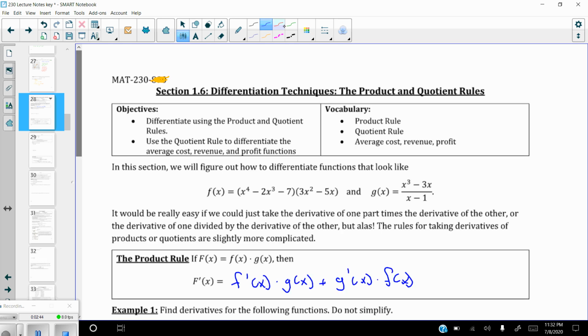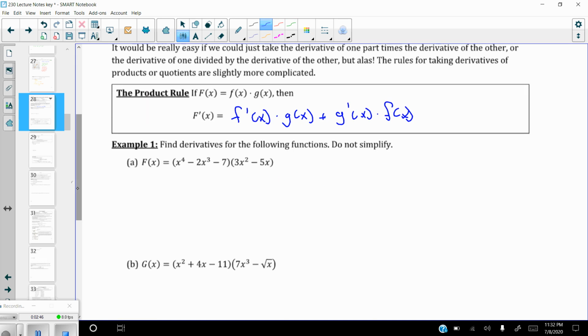Okay, so the nice thing is it says here, don't simplify. So we don't have to do all the extra algebra at the end. So in letter A, our derivative of capital F there is going to be the derivative of the first piece, the derivative of x to the fourth minus 2x cubed minus 7. So again, we take that piece by piece. The derivative of that is going to be 4x cubed minus 6x squared, and the derivative of 7 is 0, so we don't have to worry about that one, times the second one. Not its derivative, just times the second one.